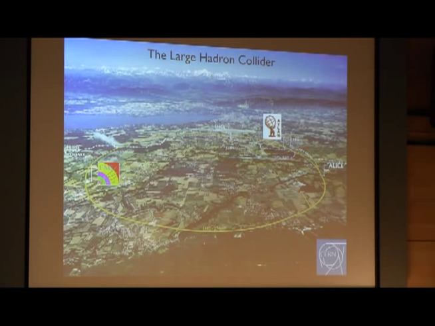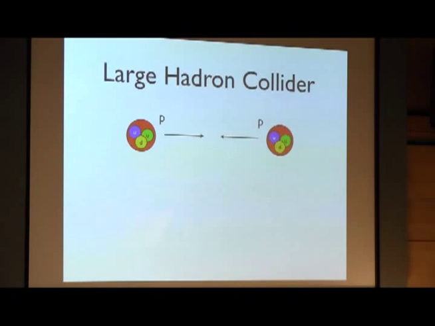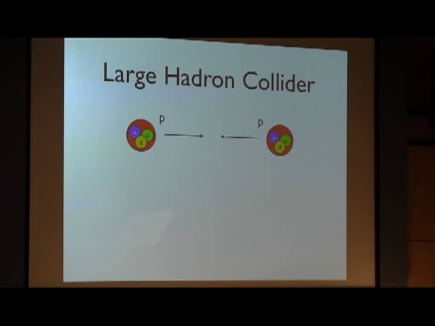And there are experiments placed at multiple points around the ring. Two of the experiments that we're going to talk about are ATLAS and CMS, which are the two experiments that contributed to the discovery of the Higgs boson. So what happens at the Large Hadron Collider? Well, they're colliding hadrons. A hadron is any particle that's made of quarks, basically. So protons are the things that they're colliding.